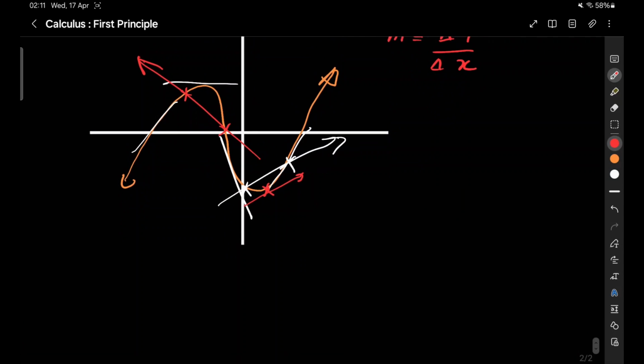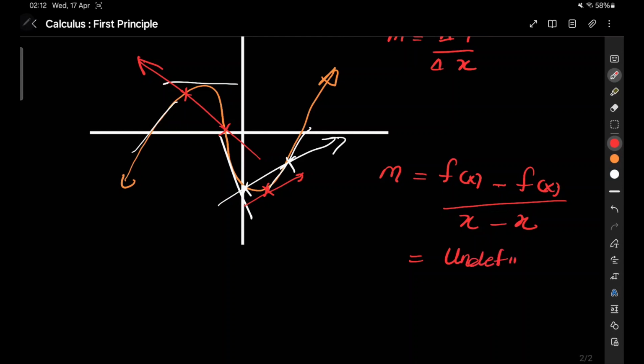So if, for example, we fill in the coordinates and say f(x), obviously x will be the same since it's 1 point, minus f(x), all that over x minus x. Then essentially we're going to have something like undefined, as x minus x will be 0, and that gives us a gradient of 0, or undefined in this case. Actually it will give us 0, since f(x) minus f(x) will also be 0. So we have 0 divided by 0, which is 0.